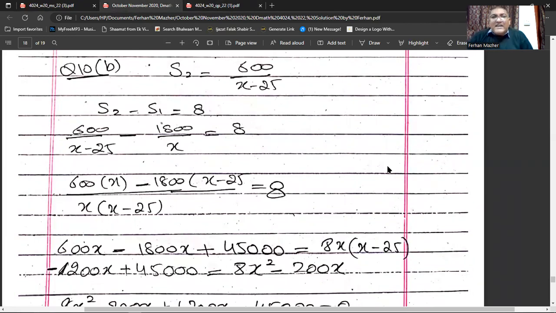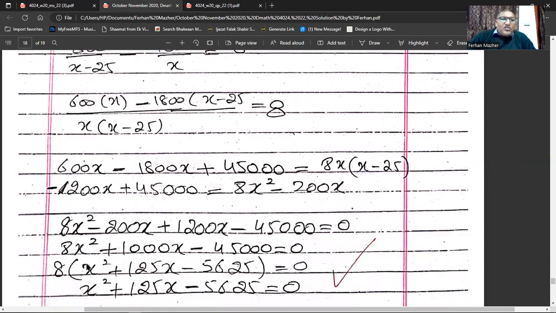So we will take the LCM. In the LCM, X and X minus 25 will come. So upstairs, you will have 600 into X minus 1800 into X minus 25, bracket close, and the whole thing is equal to 8. So you will have 600X minus 1800X plus 45,000 equal to 8X into X minus 25, bracket close.